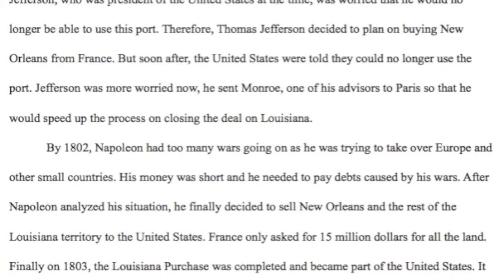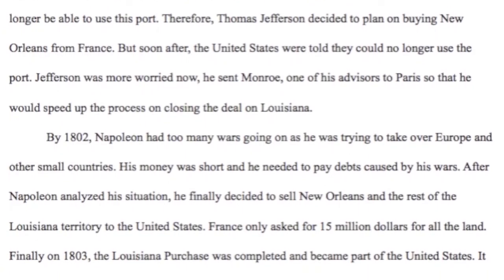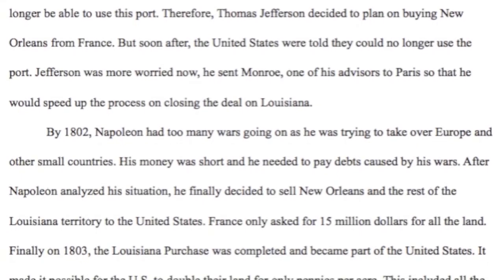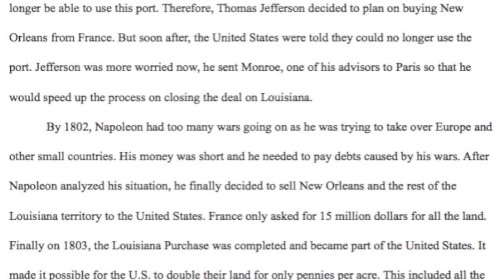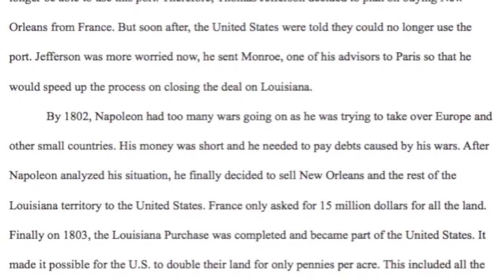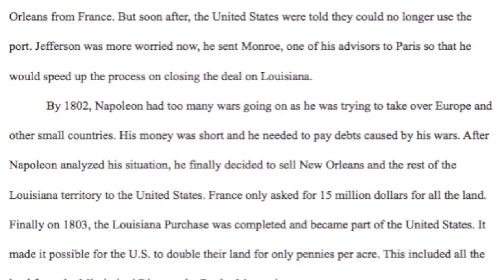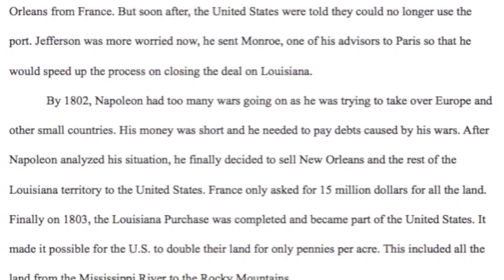Jefferson, who was President of the United States at the time, was worried that he would no longer be able to use this port. Therefore, Thomas Jefferson decided to plan on buying New Orleans from France. But soon after, the United States was told that they could no longer use the port. Jefferson was more worried now.